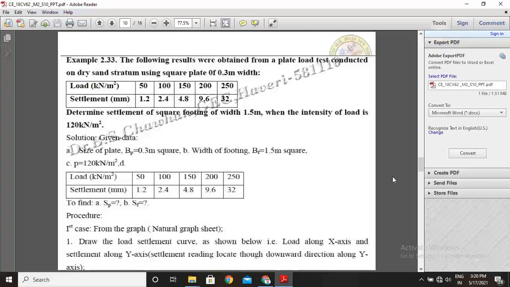Okay. Procedure. First case, from the graph, meaning natural graph sheets. All of you select natural graph sheets and select the scale. Draw the load settlement curve as shown below, that is load along the x-axis and settlement along the y-axis. Settlement readings are located in the downward direction along the y-axis. This is the main important concept.